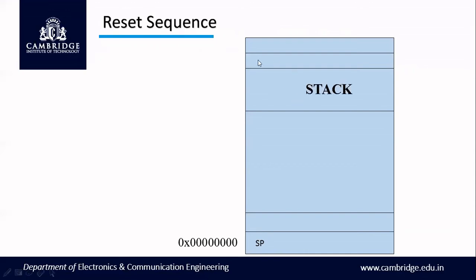So suppose this is the stack region, and I want 1 KB of stack. If the stack is starting at this address, and I require 1 KB of stack, the last address would be this value plus 3FF. If I add 3FF, I get this value. So from 20007C00 to 20007FFF is my stack.